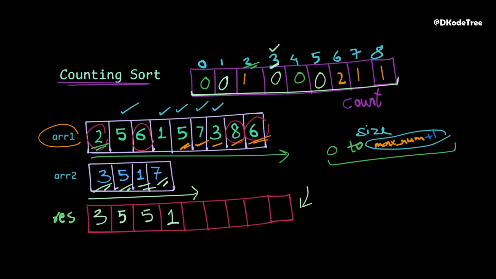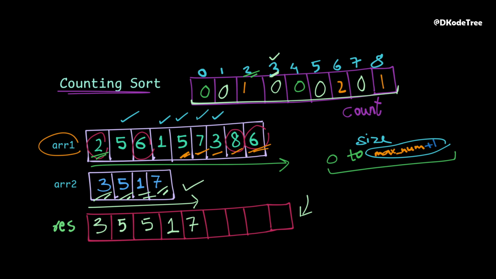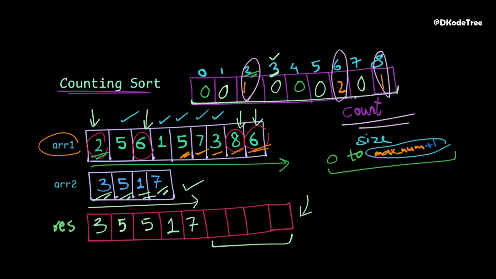And the last element in array 2 is 7. 7 also occurs only once in our count map. So we'll add 7 once to our result and decrement its count to 0 in the count map. Finally, once we finish scanning the second array, we are left only with the extra elements that did not appear in the second array, like 2, 6, 8 and 6. More importantly, at this point, our count array contains non-zero values only for those remaining elements, and all other indices will have a count of 0.